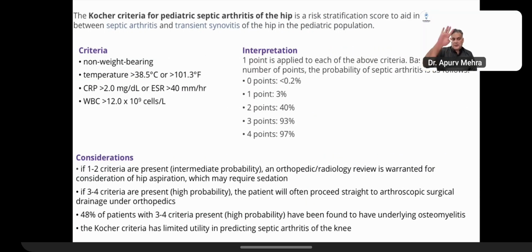Kocher's criteria has 4 points. Patient is not able to bear weight on the limb. Temperature more than 38.5 degrees Celsius. CRP or ESR high. WBC, that is TLC count, more than 12,000. One point positive, 3% chance. Two points, 40% chance.